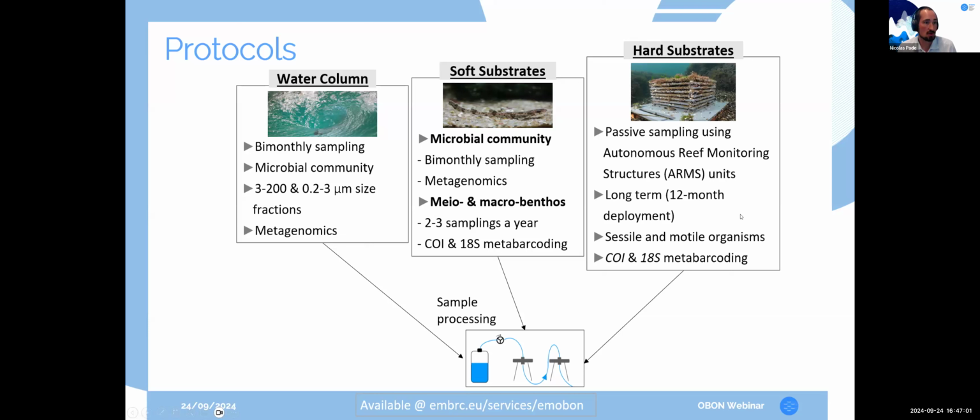And finally, we also implement the ARMS protocol that's been developed by the Smithsonian. So these are long-term deployments of settlement panels. Essentially what this provides us with is data on what is settling in the environment. And this is a really good indicator, particularly for a large number of invasive species, that we use it for as well.